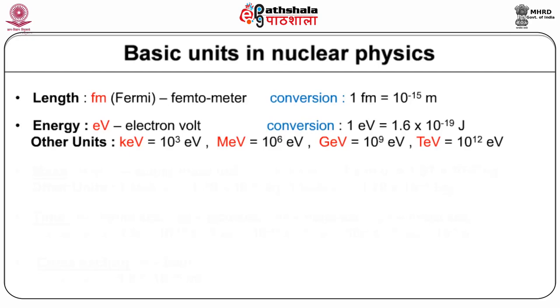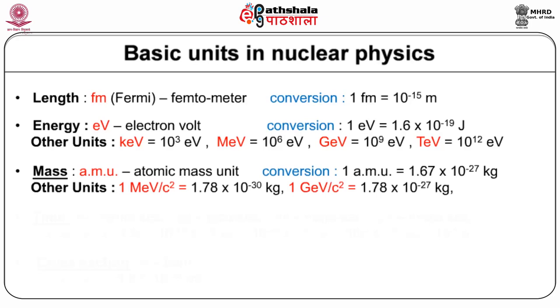In the same way, mass is defined in terms of AMU, that is atomic mass unit. The conversion formula is 1 atomic mass unit is equal to 1.67 into 10 to the power minus 27 kg. Other higher units are 1 MeV per c square, which is equal to 1.78 into 10 to the power minus 30 kg, and 1 GeV per c square, which is equal to 1.78 into 10 to the power minus 27 kg. It means the nuclear masses can be defined either in terms of AMU or MeV per c square.